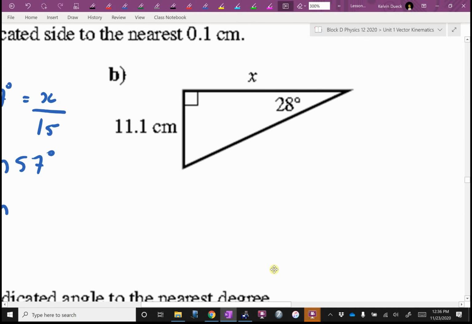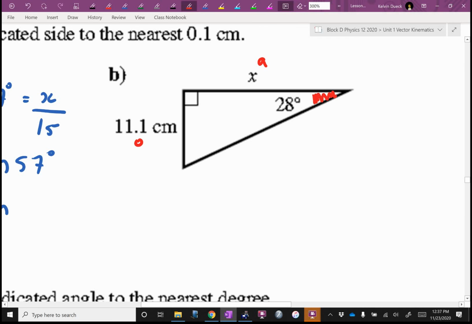B. Color, color, color, color, color. And again, it's dumb, but I've learned just by doing that, for some reason, my brain gets the sides mixed up far less often than if I don't. The 11.1, opposite, adjacent, or hypotenuse. The X. I know that's the hypotenuse. I'll leave it blank. I got an O and an A.